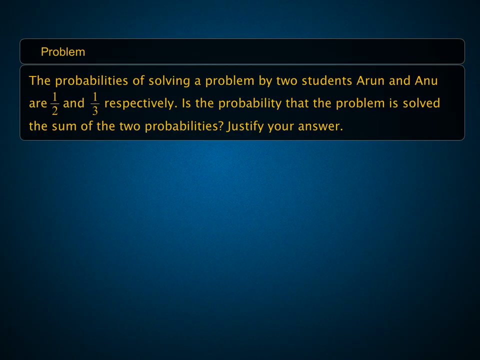The probability of solving a problem by 2 students, Arun and Anu, are half and 1 by 3 respectively. Is the probability that the problem is solved equal to the sum of the 2 probabilities? Justify your answer.